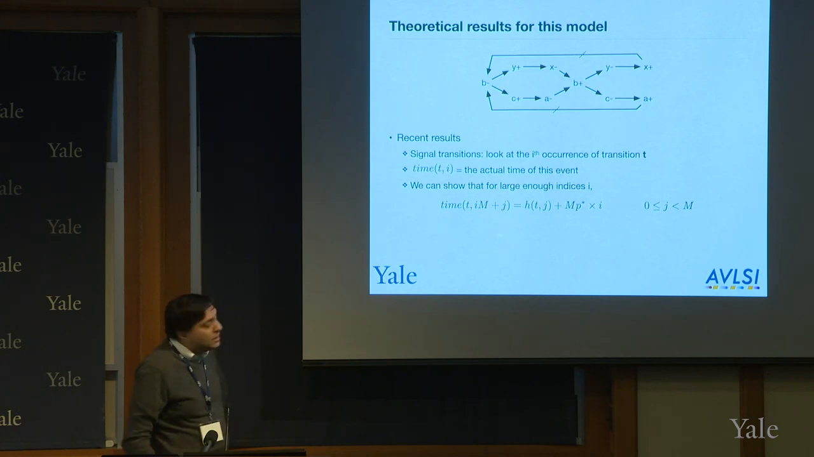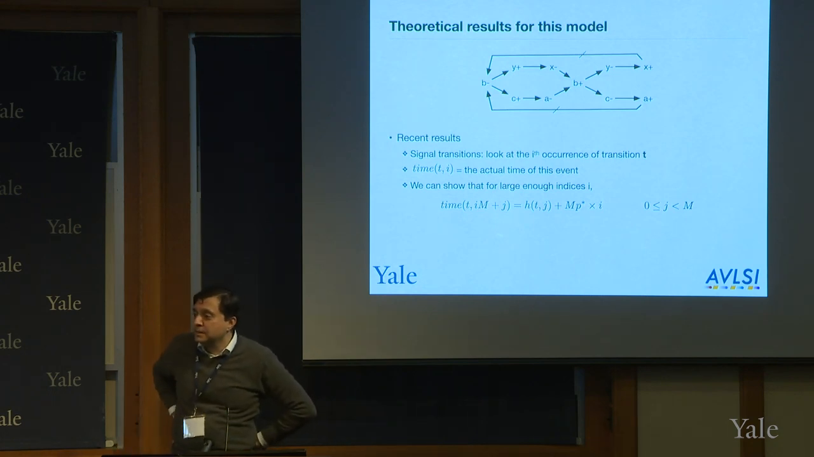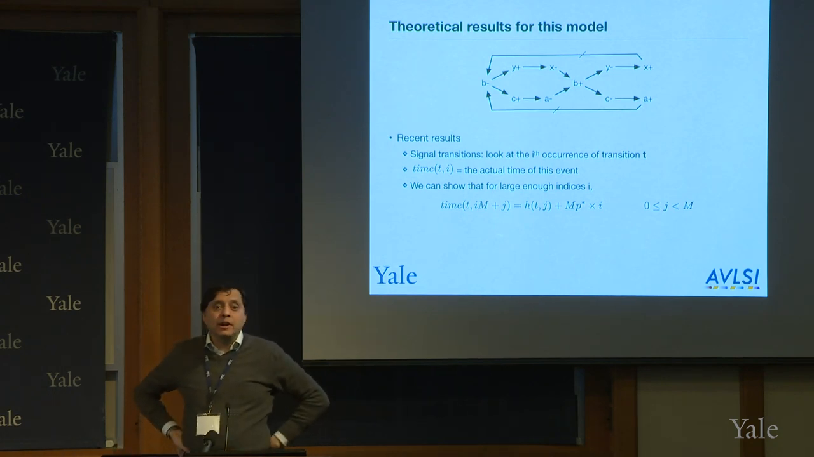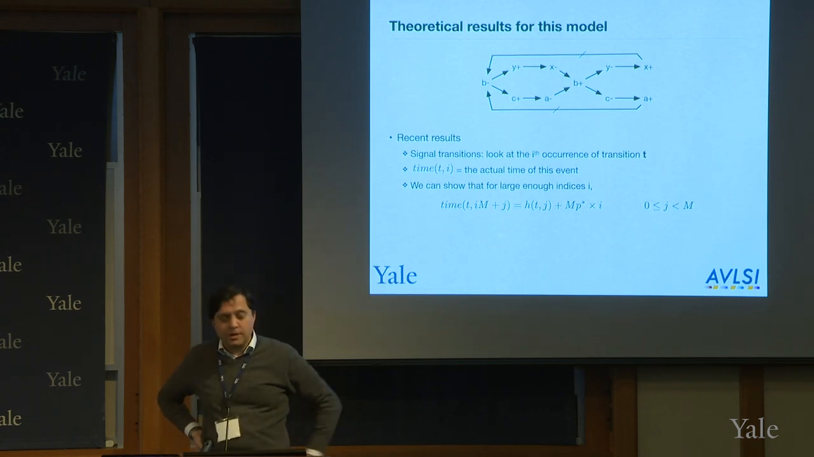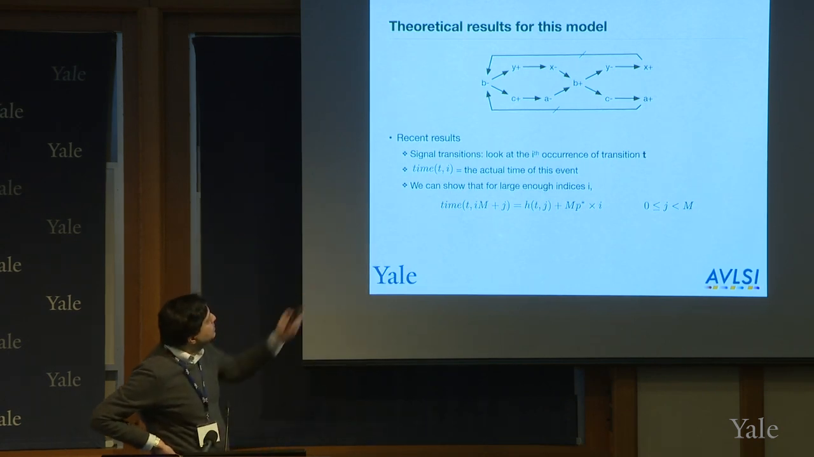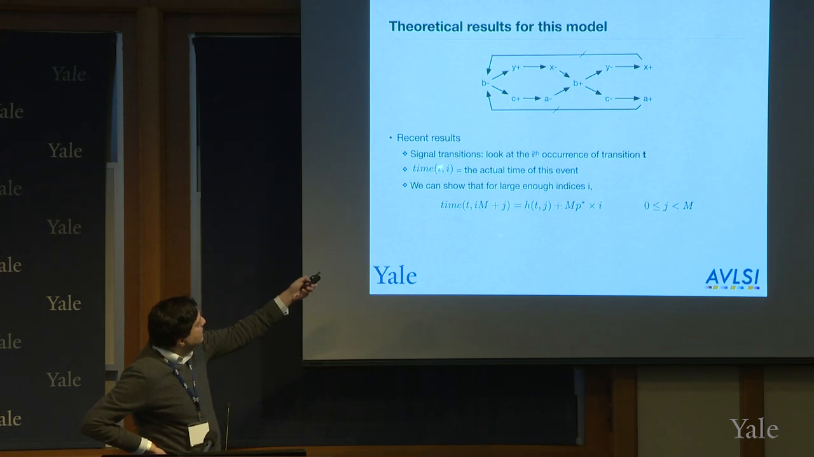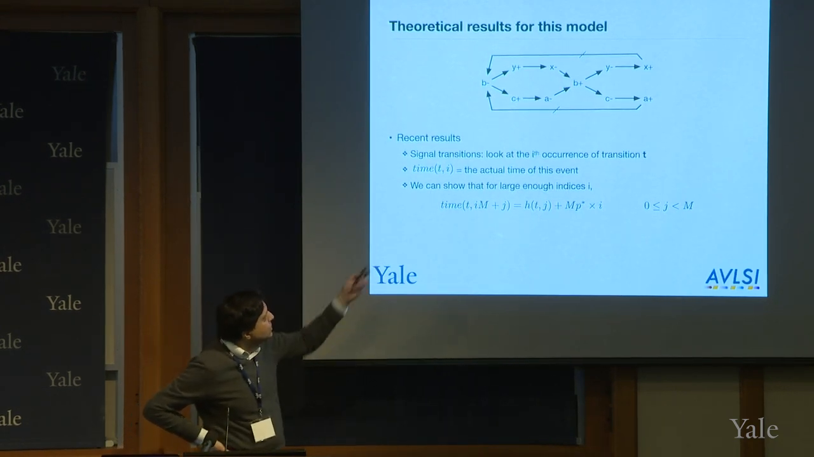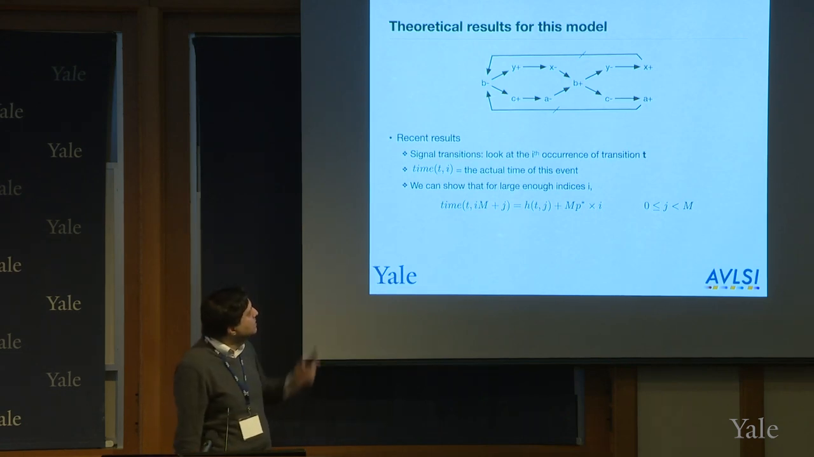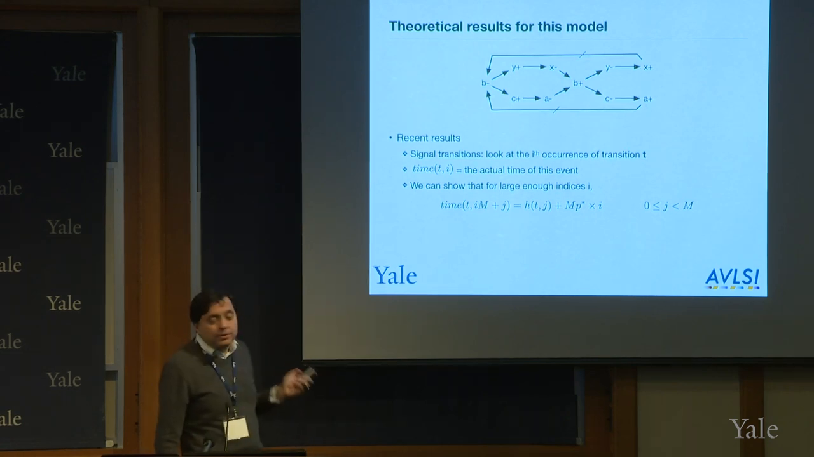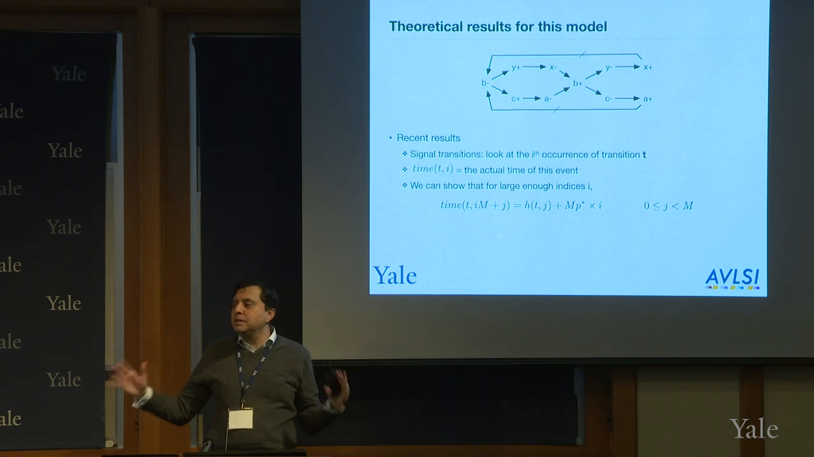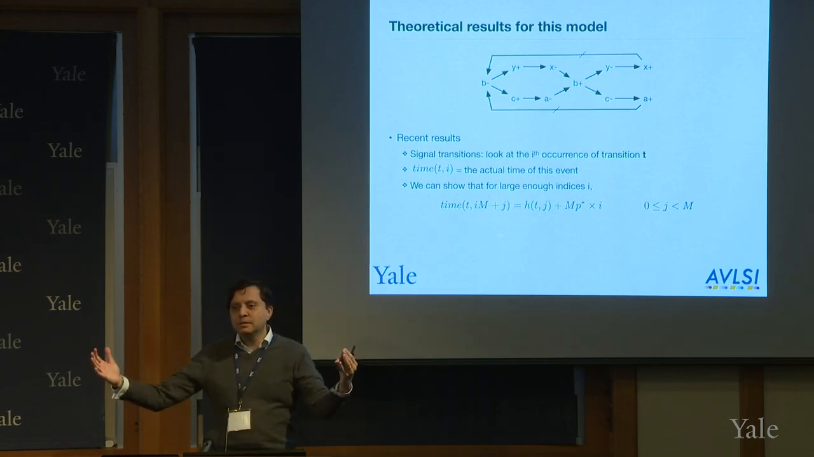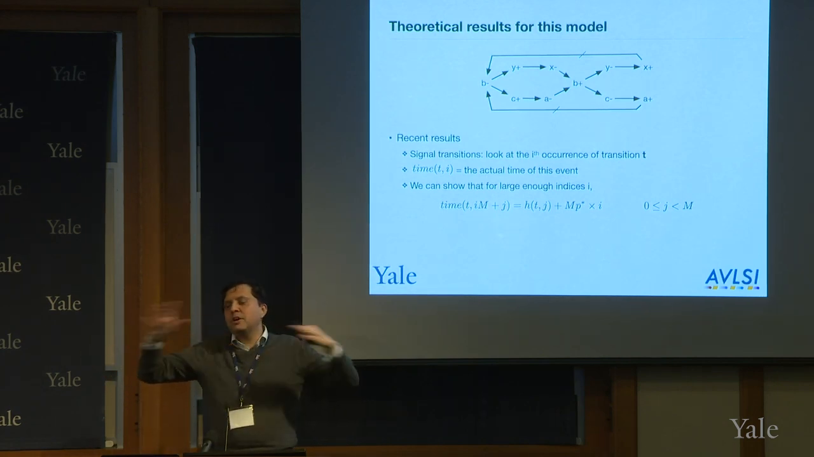But you can prove theoretical results about the model, which then give you a very good idea of how fast your chip is going to run. So one of the things you can do, for example, is say I have the time for a transition or an event in this system, the ith occurrence, if I denote that by time. So you can actually prove that the system eventually becomes sort of periodic, but not fully periodic at an unfolding.